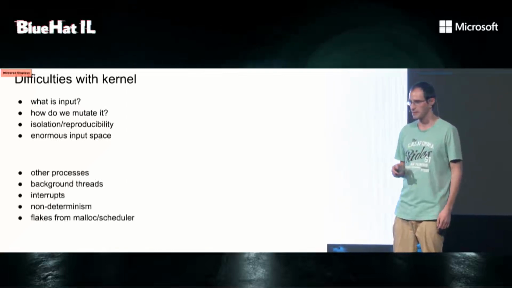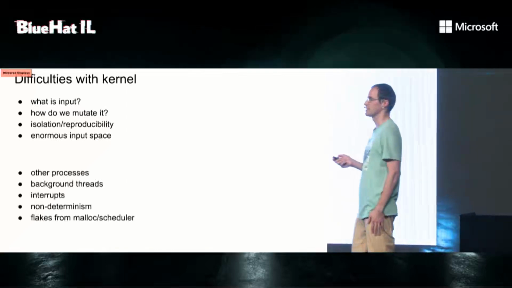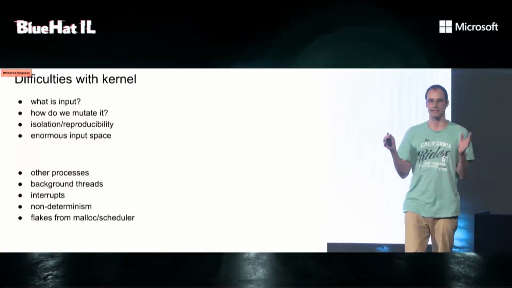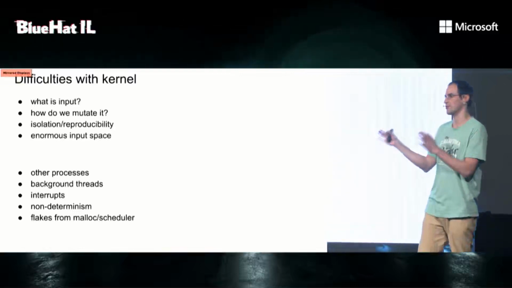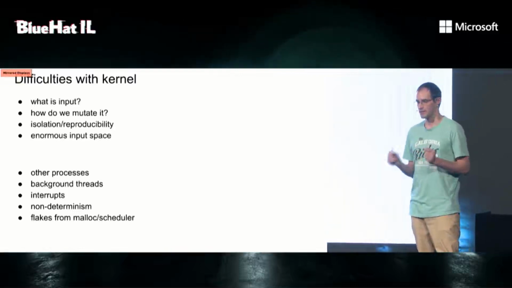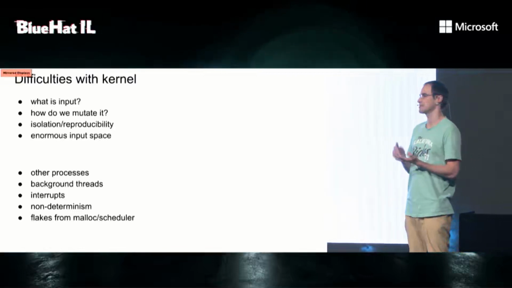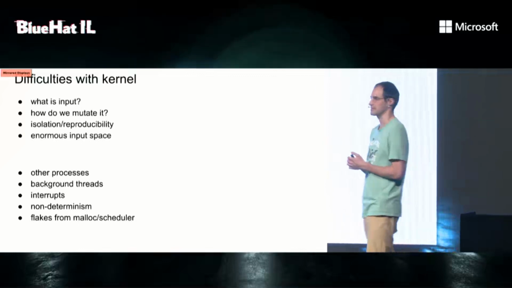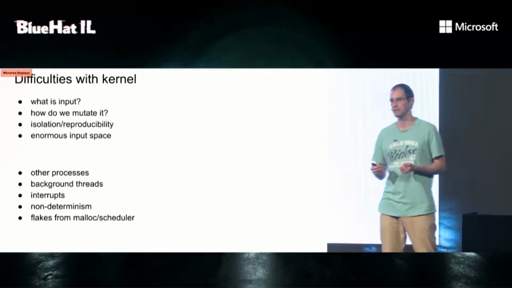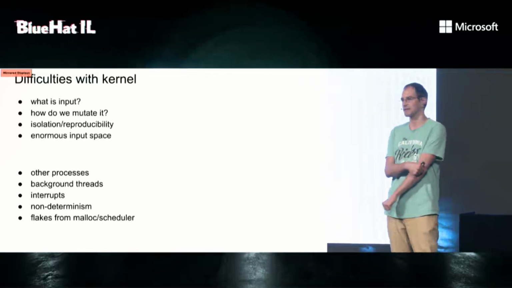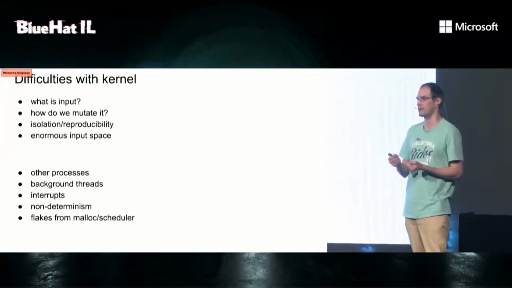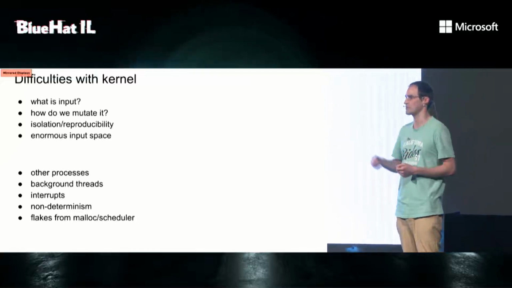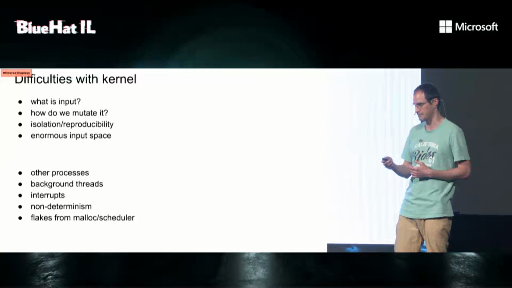Then there are some issues with coverage. User space fuzzers, again, assume that coverage is completely deterministic, stable, and a function of the input. But it's not true for the kernel, because there are other processes, there are background threads, there are interrupts. Sometimes the kernel even contains some intentional non-determinism. And we get flakes from malloc and the scheduler. For example, malloc on low memory can start to do swapping and call into the file system, and we see all of this as coverage for our input.